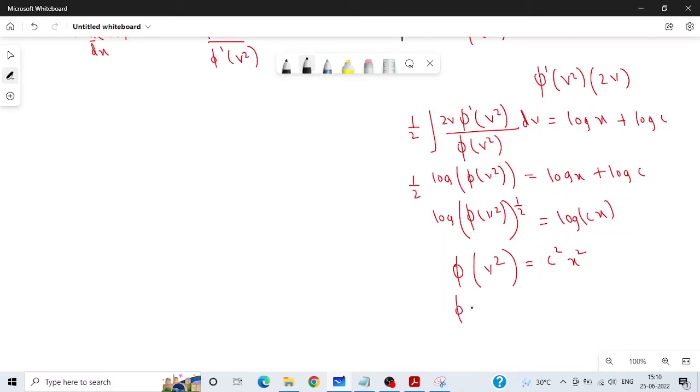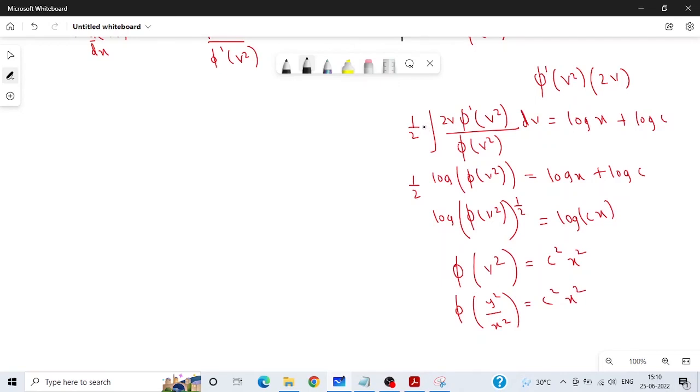Then it's phi of, what is v? It's y by x, so it's phi of y square by x square, and this is equals to c square x square. So we got the value of phi of y square by x square. Now we can use the initial condition to get the value of c.